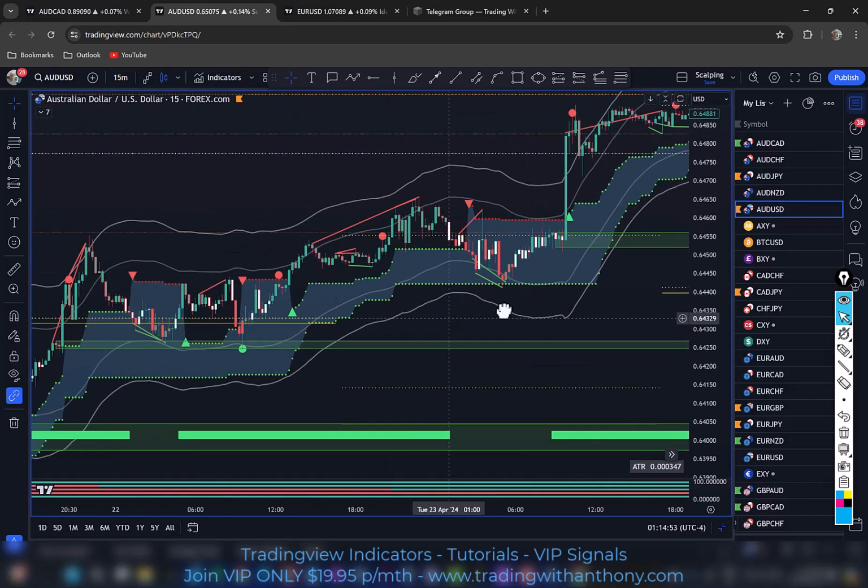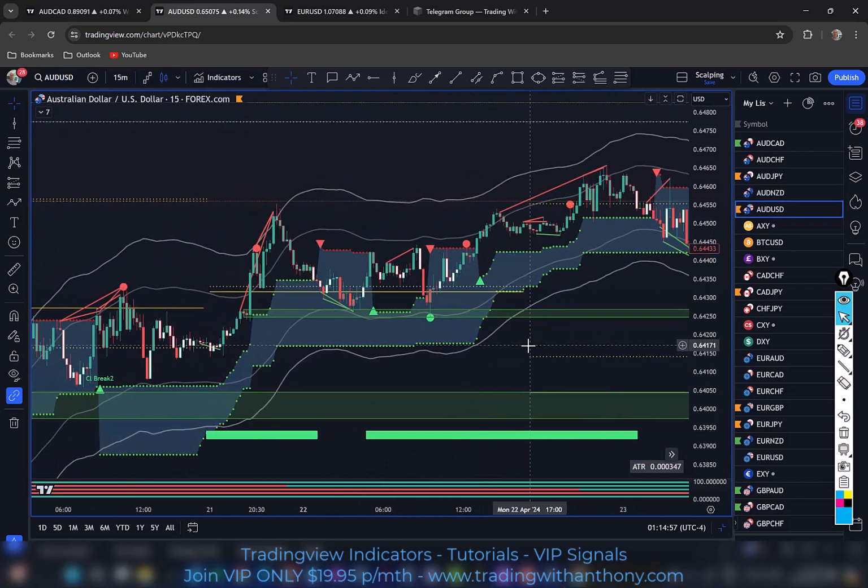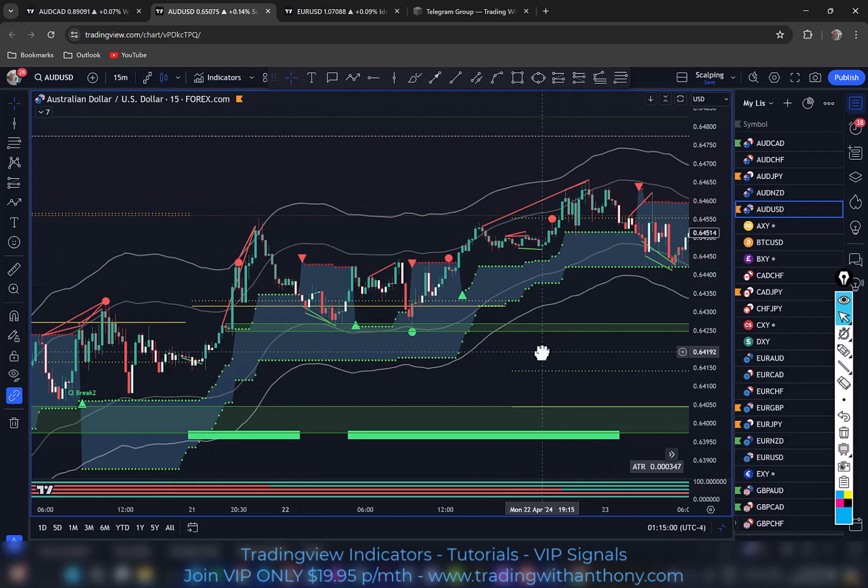Scalping on a 15M or a 5M. The 5M is going to be really busy, but you can get good at it.